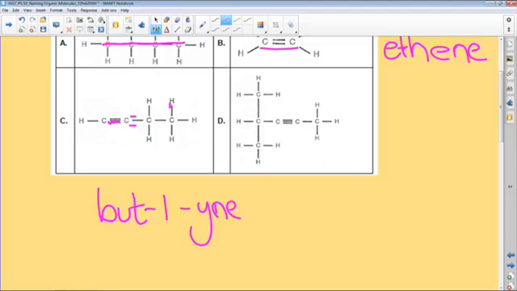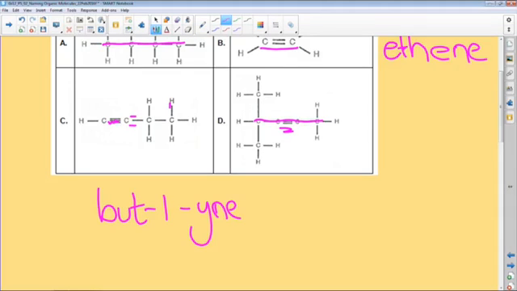Now we get to D. Now things get a little more interesting. So now we go, okay, longest chain. Remember I said you've got to be able to take your pencil, and we go 1, 2, 3. That looks pretty cool, but there's a problem. My longest chain must include my triple bond. So now we go, fine, let's go there, 1, 2, 3, 4.